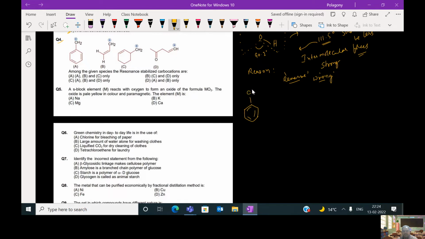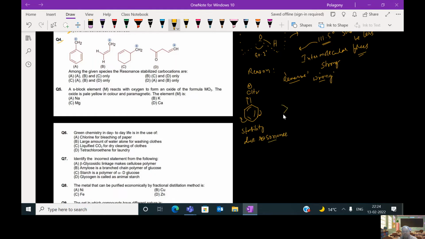Number one is a benzylic cation. Here the carbocation is stabilized because the pi electrons will move, giving resonance. So we can get resonance forms, and the stability is due to resonance. Resonance is possible, so it can be stabilized.